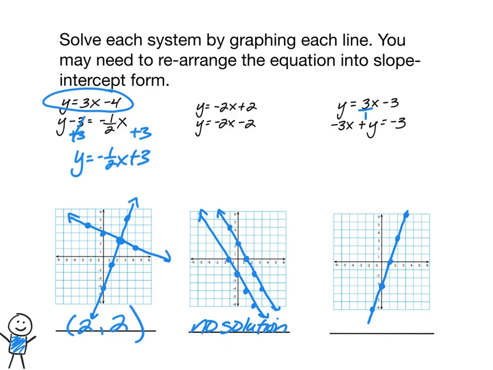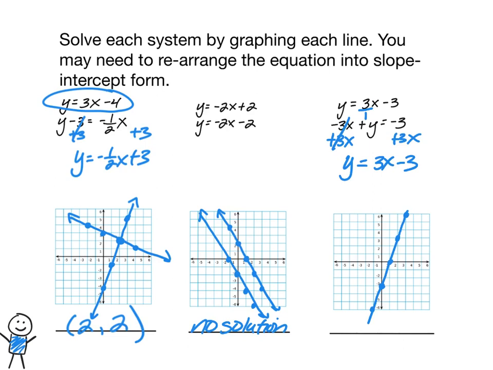And the last one is not in slope-intercept form. I need to put it in slope-intercept form. I can do that by just moving the x term to the right, giving me y equals -3 plus 3x. They're not like terms, so I'm going to put my x term first, which is the +3x, and then bring down the -3. Now it can be graphed.